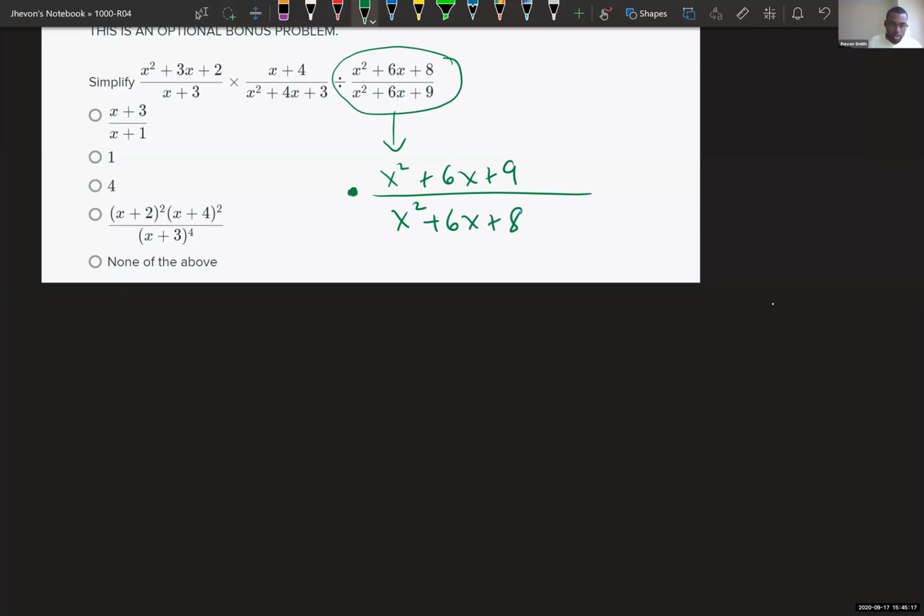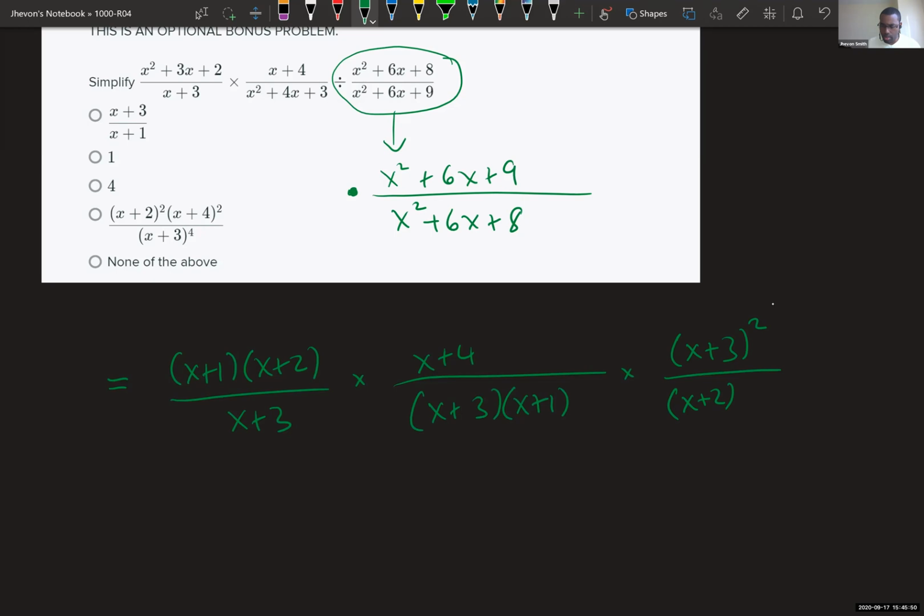And so the trick here is you want to factor everyone first. So the first one is x plus 1 times x plus 2 over x plus 3 times x plus 4, over x plus 3, x plus 1, it looks like, times factoring x squared plus 6x plus 9, I believe that's x plus 3 squared. Factor x squared plus 6x plus 8. I think 4 and 2 would work.